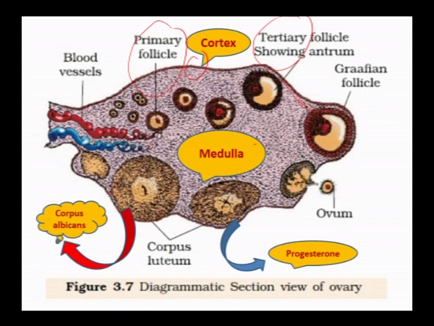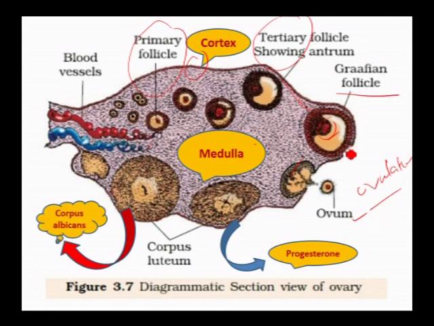There is also a mature follicle. The mature follicle present in the ovary is called Graafian follicle. The ovum is present in the center of the Graafian follicle. When the ovum matures, the Graafian follicle ruptures, releasing the ovum. This process is called ovulation. Ovulation is the release of the egg or ovum from the Graafian follicle. It occurs in the middle of the menstrual cycle, on the 14th day.